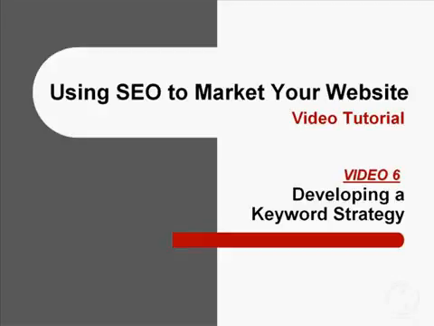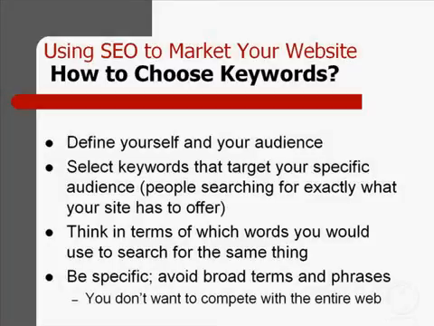Welcome to video 6 of the Using SEO to Market Your Website video tutorial series. This video picks up from our last video on keywords and focuses on developing an actual strategy for using keywords on your website. And the first step is to figure out which keywords are best for your website.